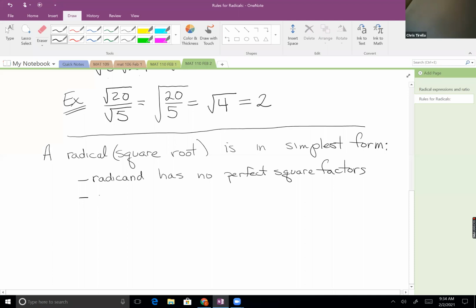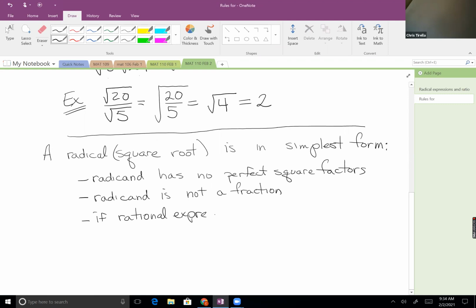The second one is that the radicand cannot be a fraction. And then thirdly, if we have a rational expression, if we have a fraction, the denominator cannot be a radical. That's going to lead to something called rationalizing the denominator that we'll look at in a little bit. So the denominator cannot contain a radical.